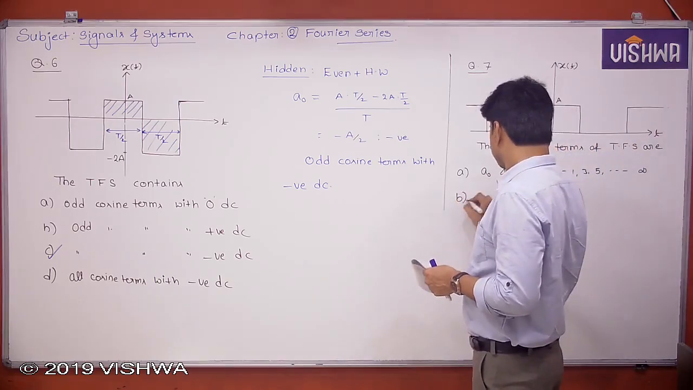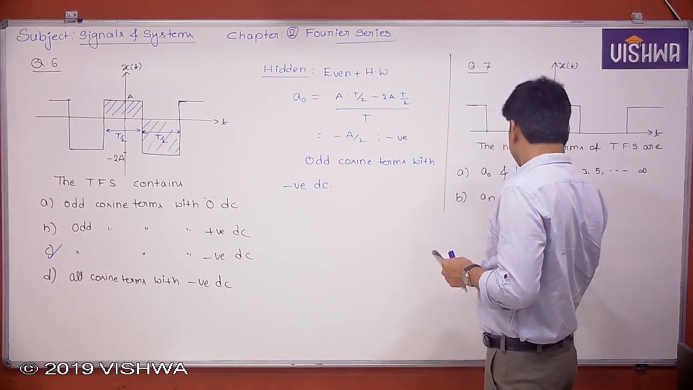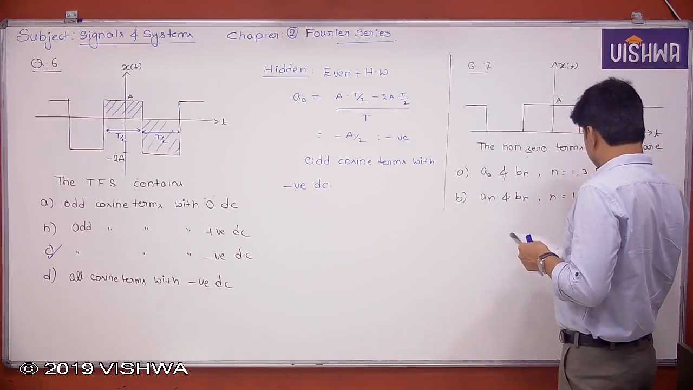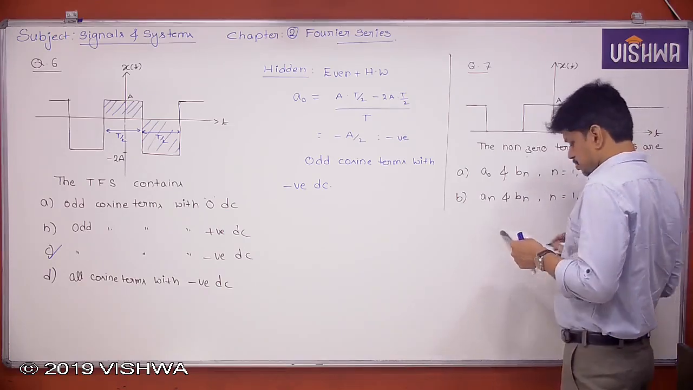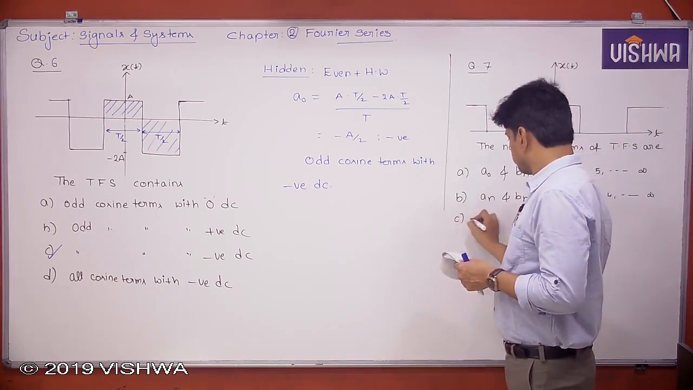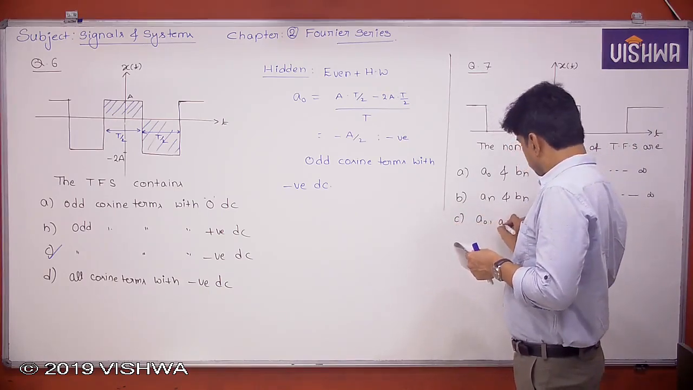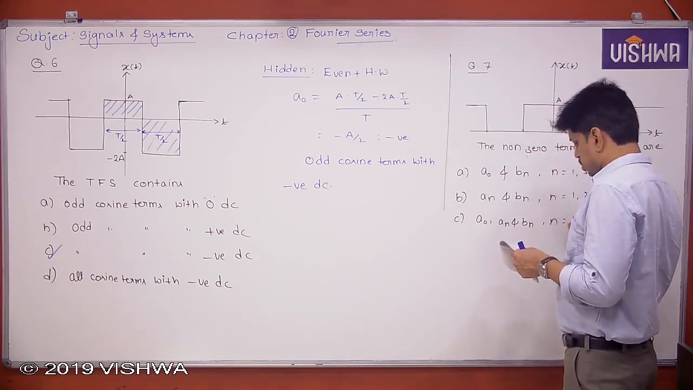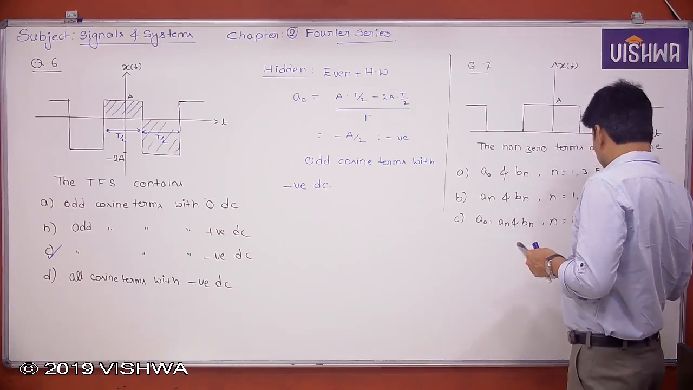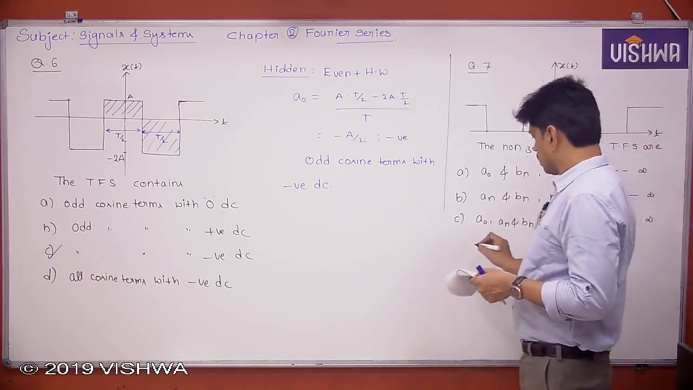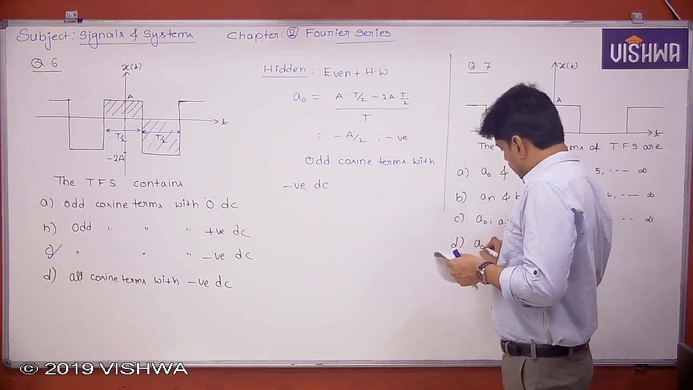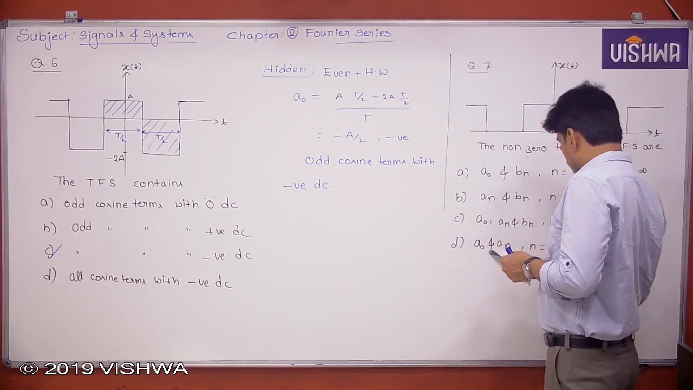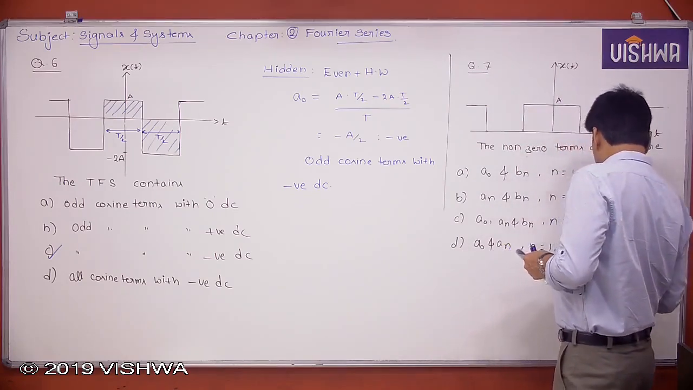Option B, an and bn, for n equal to 1, 2, 3, 4 and so on to infinity. Option C, a0, an and bn, n equal to 1, 2, 3, 4 and so on to infinity. Option D, a0 and an, where n is equal to 1, 3, 5 and so on to infinity.